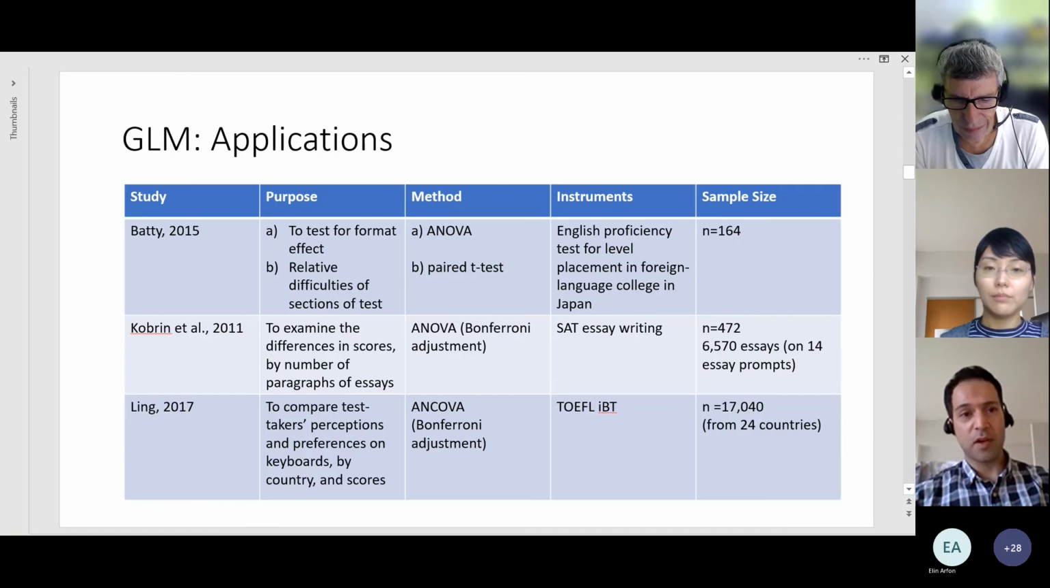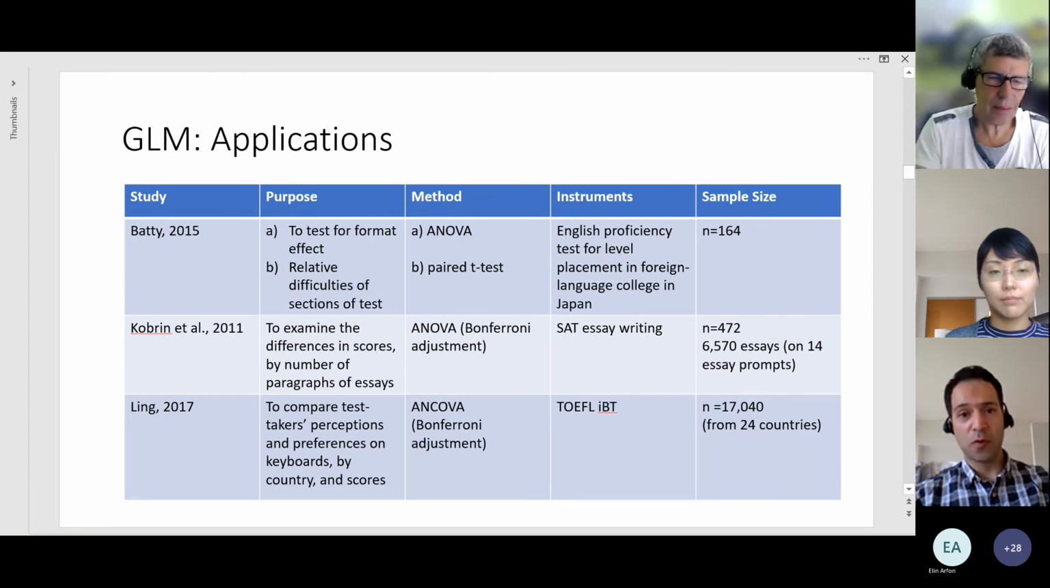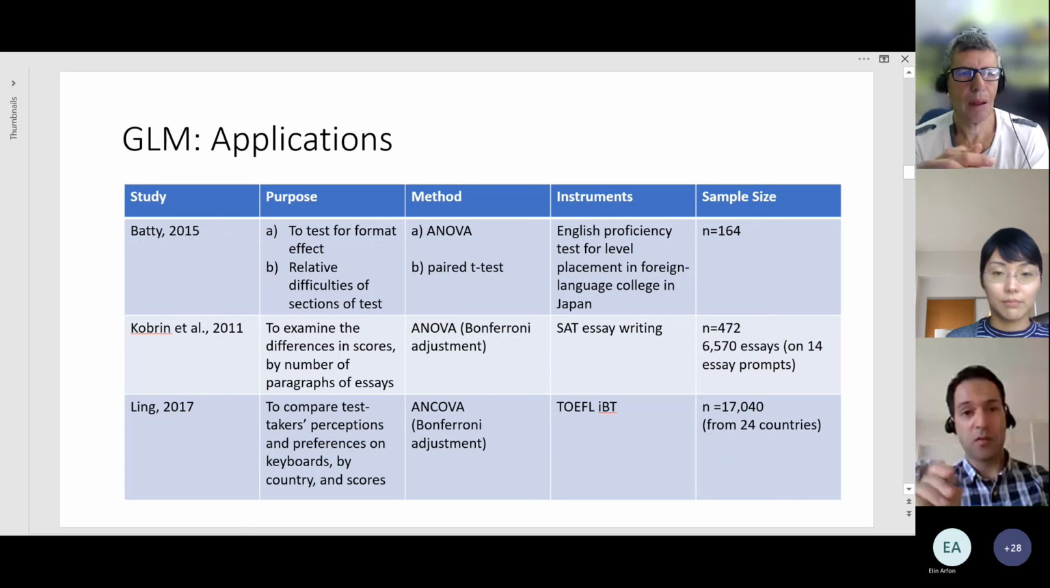I go back to the previous slide. Here are three of the examples that I have chosen as examples of GLM. For example, Bathi 2015 used a sample of 164 to run an ANOVA and a paired samples t-test. You can look at his methodology. It's great, and I think it will provide you with a very good example.